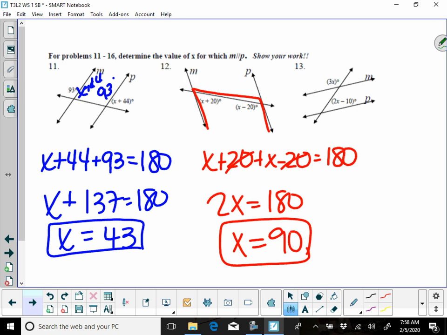Okay, so same thing here. If this is 3X, then you know this is 3X. If this is 2X minus 10, then you know this is 2X minus 10. So again, those two have to equal 180. So you would add them up and set them equal to 180.